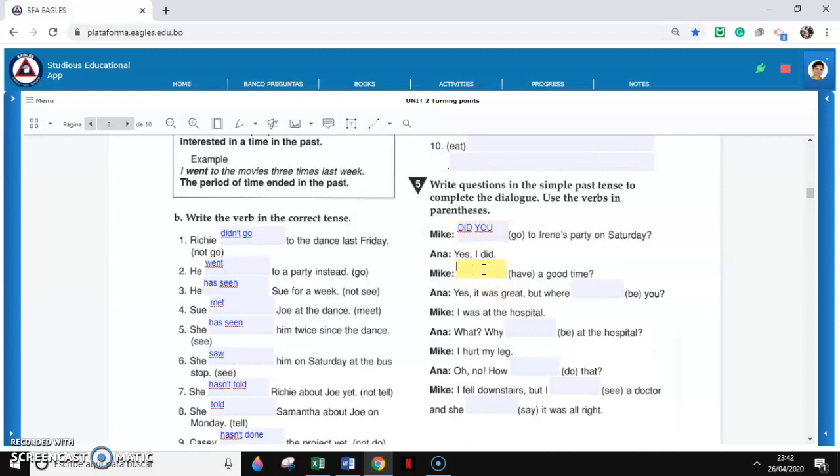Don't forget that to make questions with the past simple tense we use the auxiliary verb did, right? So we use do when we're talking about present simple tense, and we use did for past simple tense. Did you have a good time?